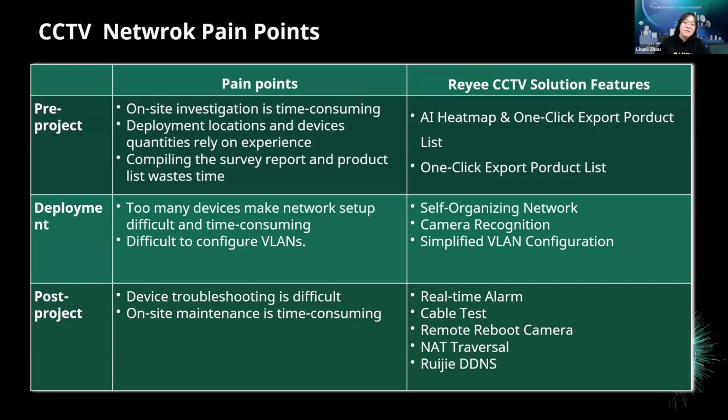In the deployment stage, you have a lot of devices which make the network setup difficult, right? So we have SOM. I guess a lot of you already know it. And many projects are not a single CCTV network. It is a CCTV mixed with AP, right? So VLAN is really important and needs complicated technology to configure. But Reyee CCTV solutions support simplified VLAN configuration to make it faster and easier.